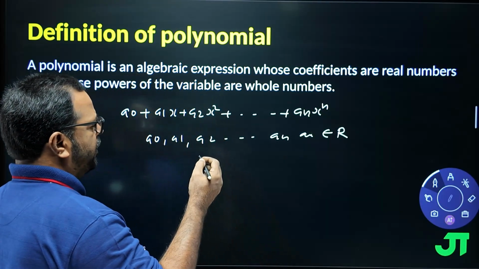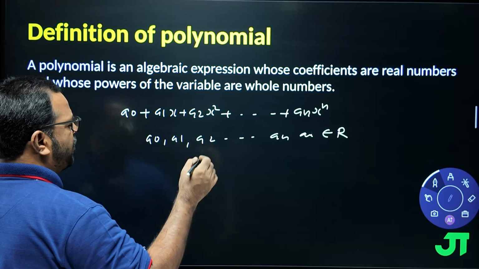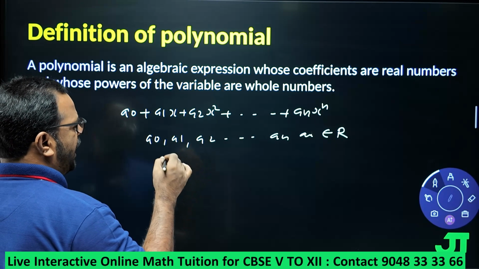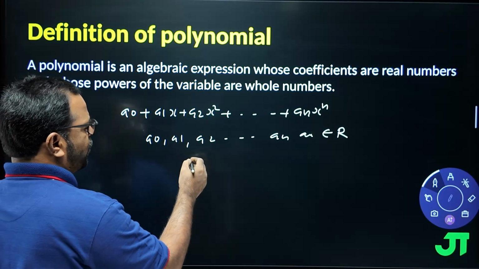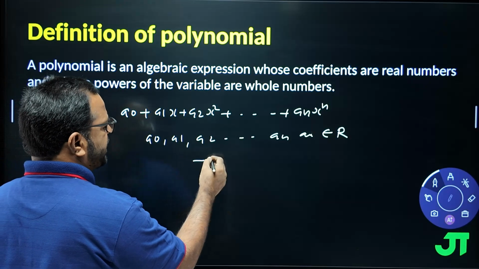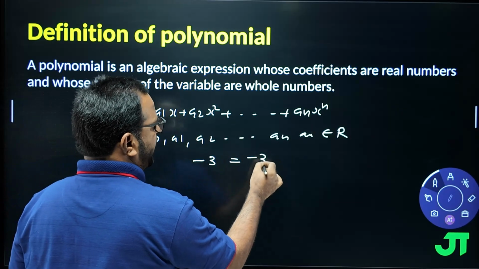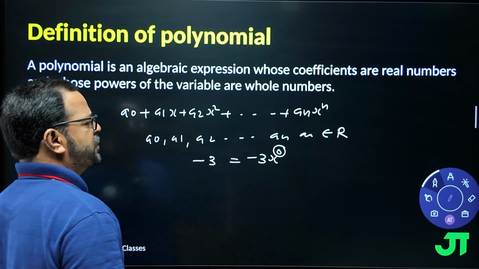So, first one, the constant polynomial. What is a constant polynomial? All real numbers are constants. They are called constant polynomials. And the degree of a constant polynomial is 0. So, when we consider −3 as a polynomial, −3 can be taken as −3x⁰ and the degree of this polynomial is 0.